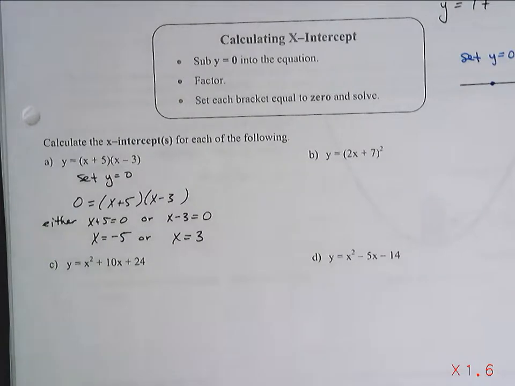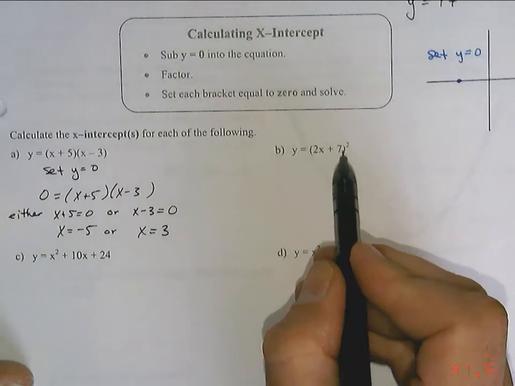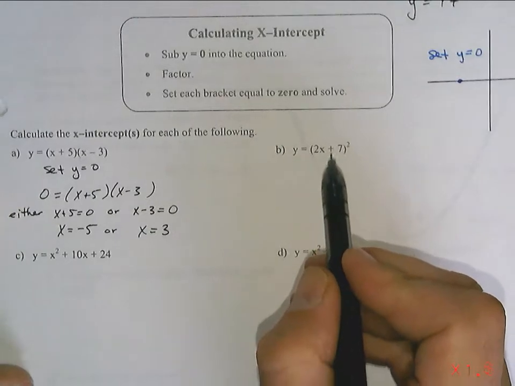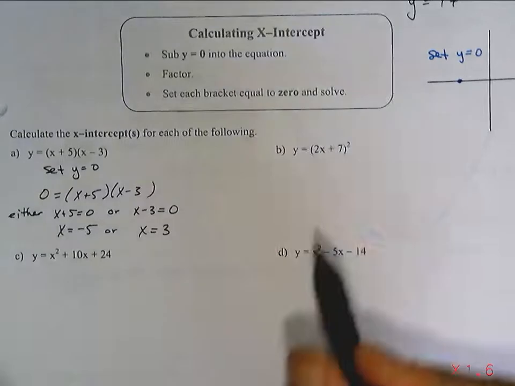Let's do the next one. You can't do this squared without factoring. And you have two choices for a question like this. There's an easy way to do this and a harder way to do this. Let's try the easy way to do this.